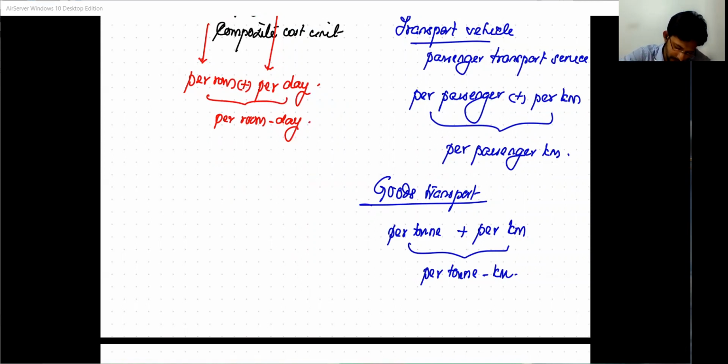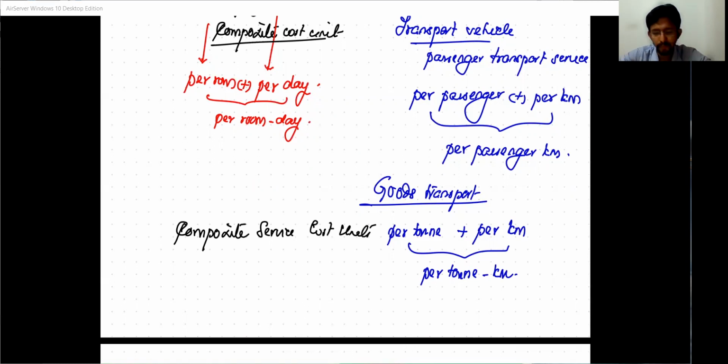So, composite service cost units. Whenever you are asked to find out a composite service cost unit, you have to see what all are the factors that will change. If it is a hotel, then per room per day. If it is a hospital, then per patient per day. If it is vehicle passenger transport, per passenger per kilometer. Now combine these parameters, and you will get the composite service cost unit.